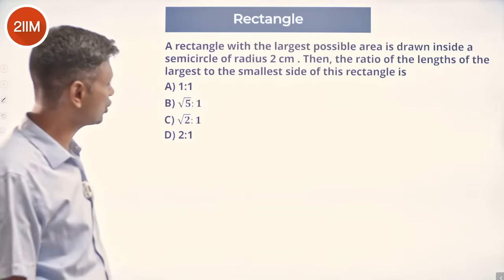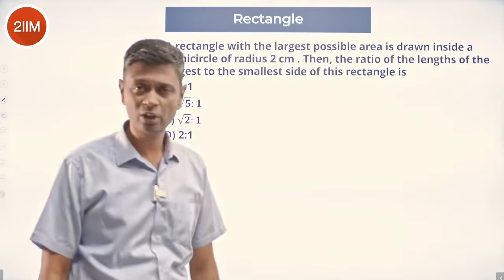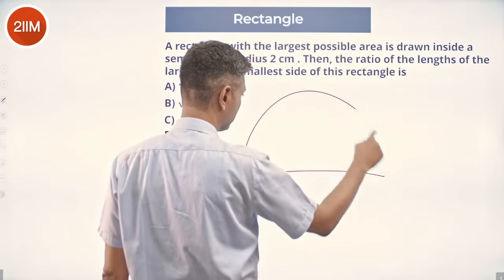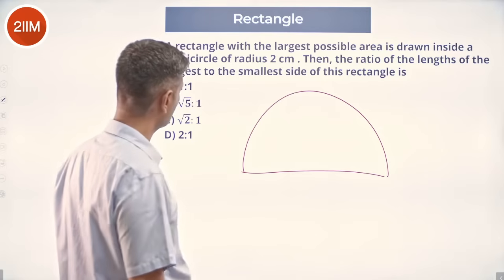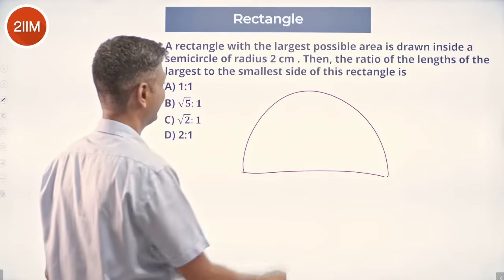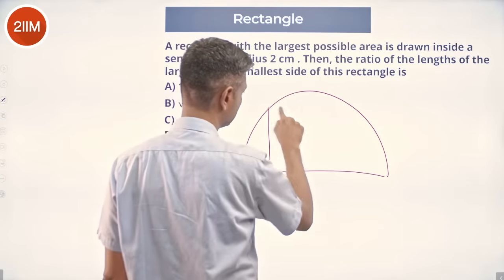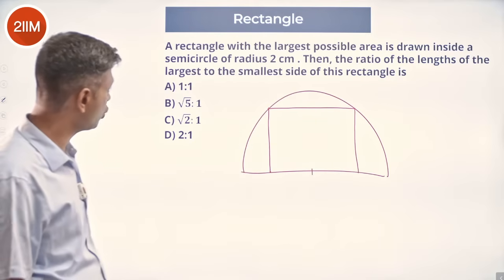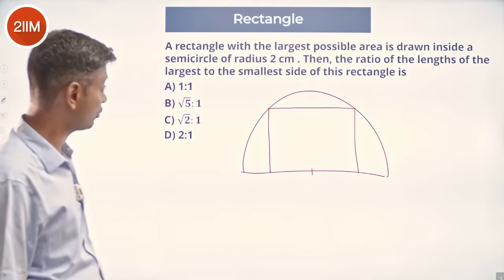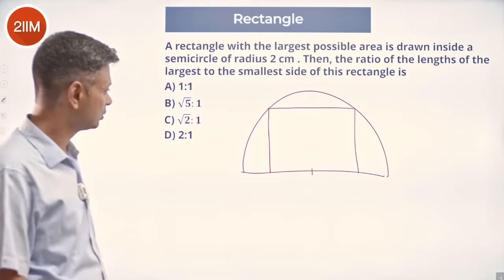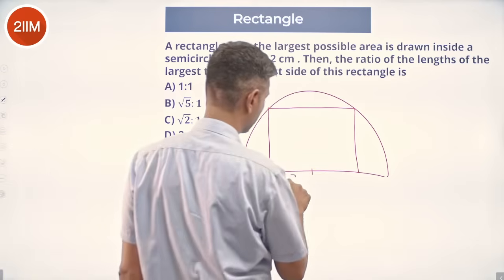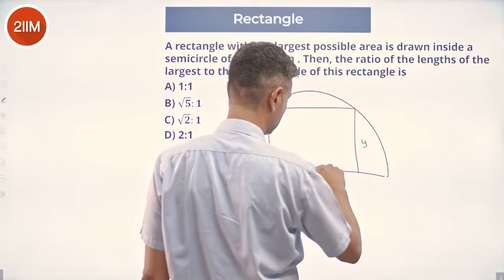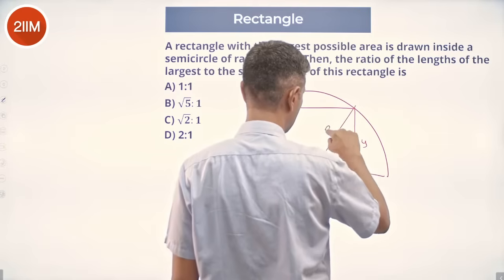A rectangle with the largest possible area is drawn inside a semicircle of radius 2 centimeters. Semicircle of radius 2 centimeters. Largest possible area from a rectangle like this. The ratio of lengths of the largest to the smallest side of this rectangle. So let's say, hey, this is x, this is x, this is y, this is the radius r.